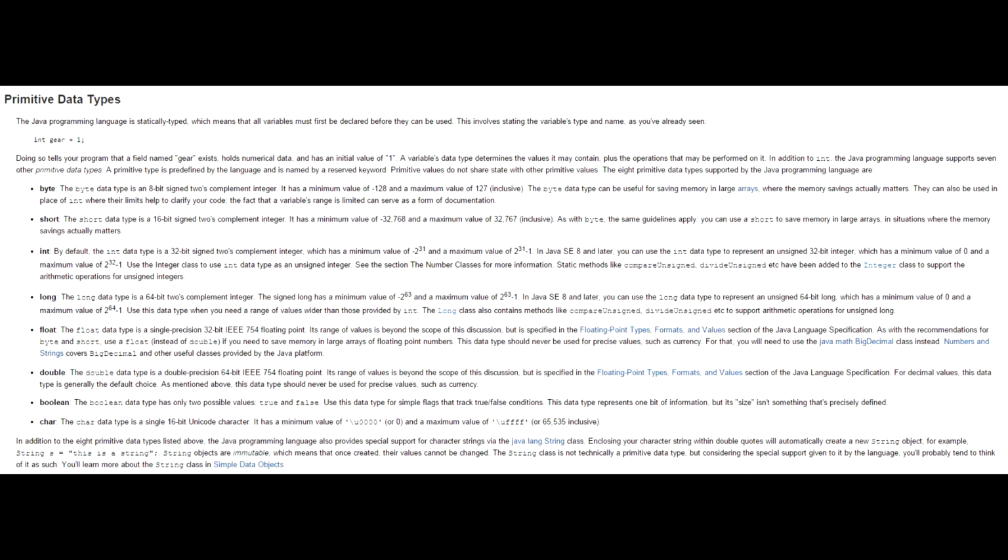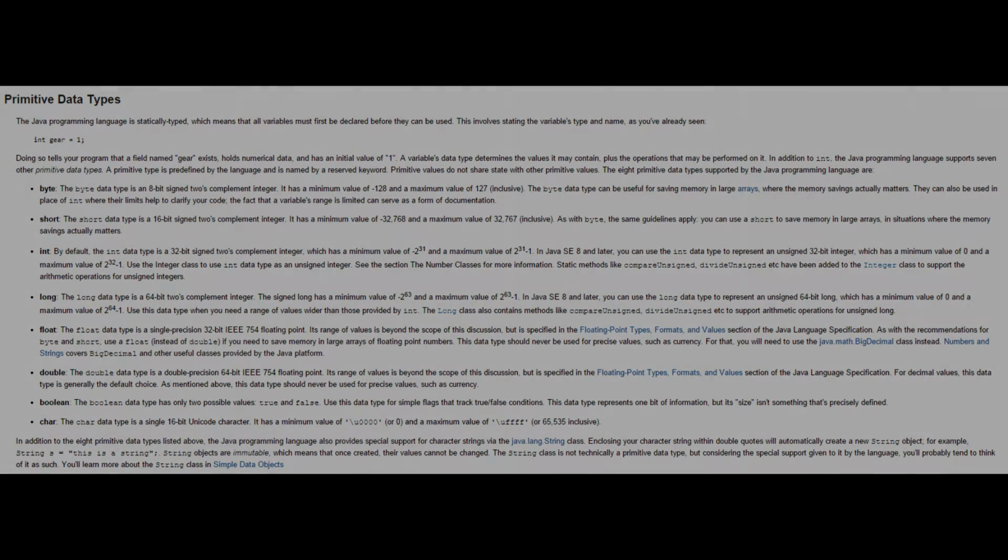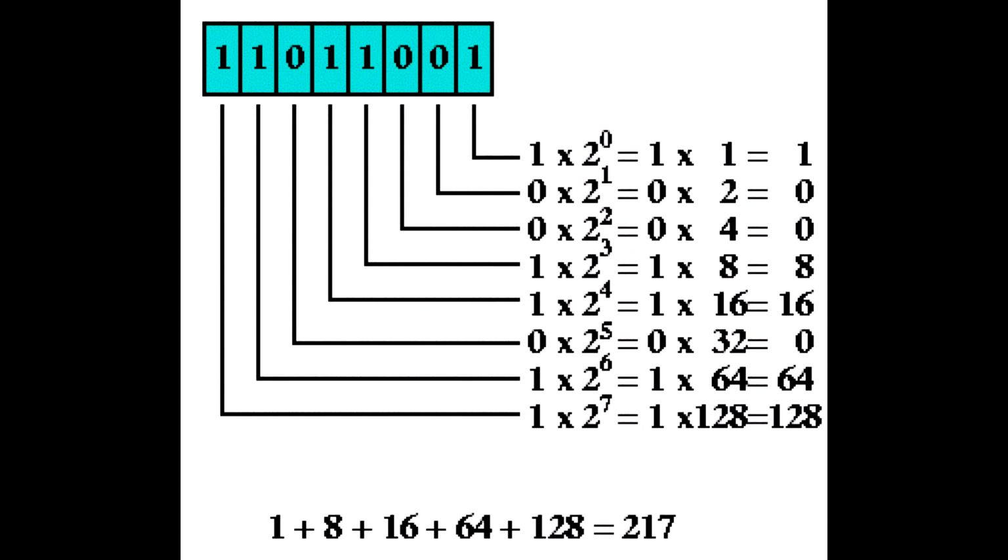A short can store a number value ranging from -32,768 to 32,767, including the 0. An integer can store a number value ranging from -2.147 billion to 2.147 billion, and a long can store a number value ranging from -9.223 quintillion all the way up to 9.223 quintillion.